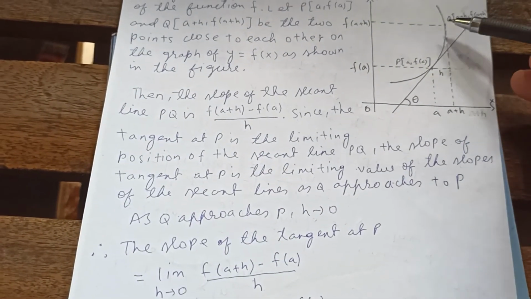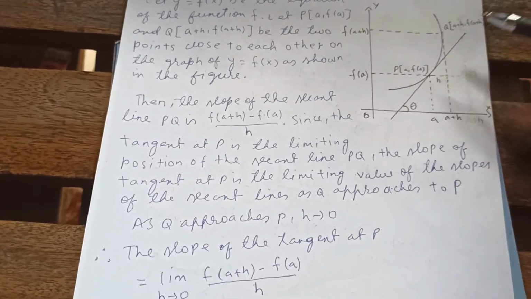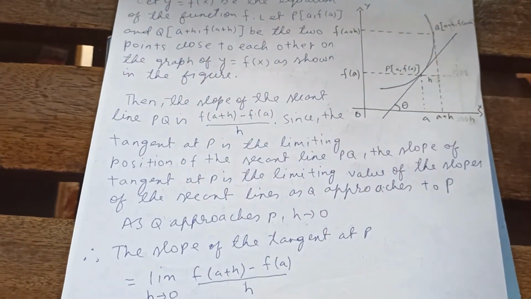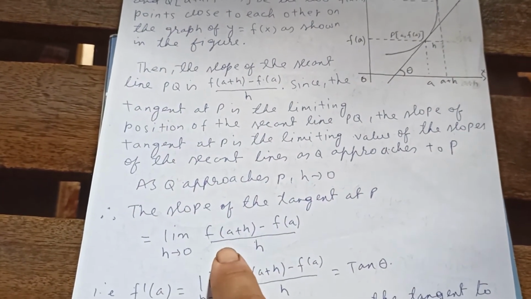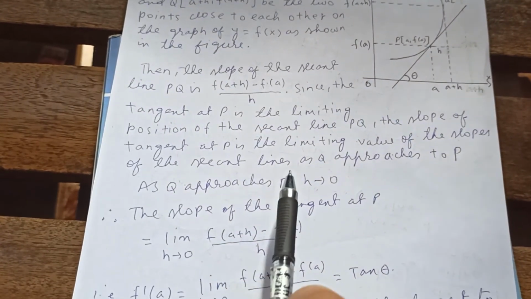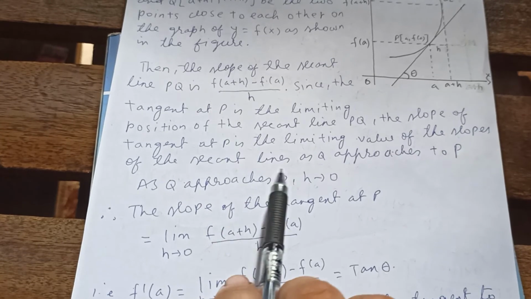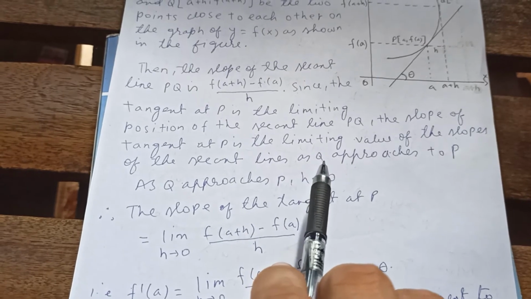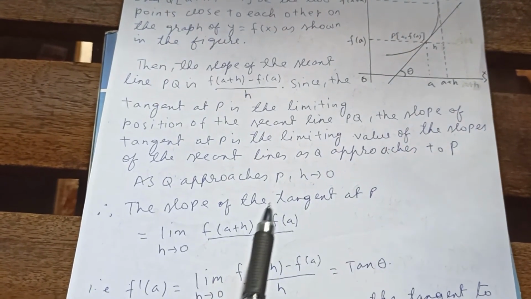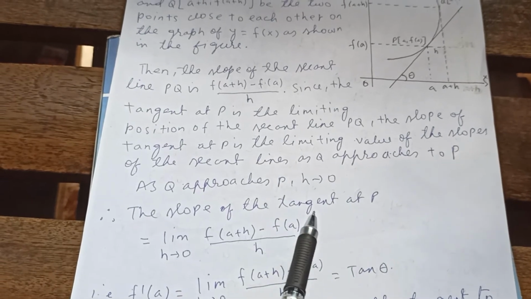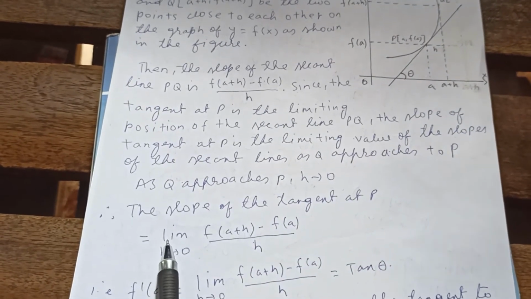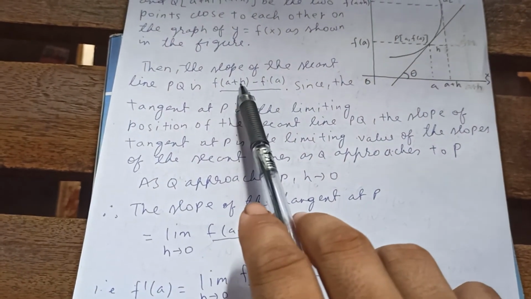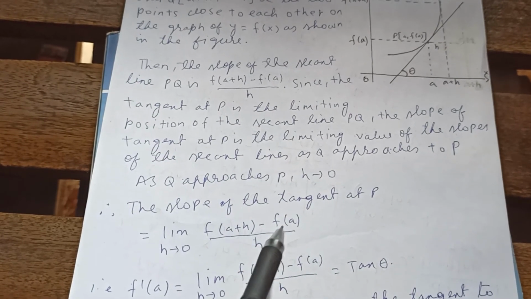So between these two, this is what we call the slope of a secant line. Here we take the limiting value of the slope of a secant line. The slope of a tangent at P is the limiting value of the slope of a secant line as Q approaches P. As Q approaches P, h tends to 0. So therefore the slope of this tangent at P will be the limit as h approaches 0 of the slope of the secant line, this one, f of a plus h minus f of a upon h.